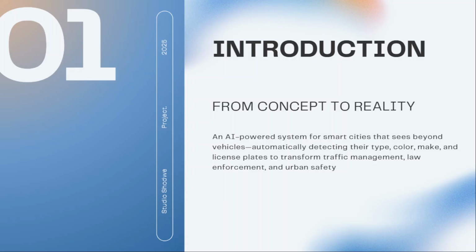In modern smart cities, identifying vehicles such as type, color, make, and license plate plays a vital role in traffic management, law enforcement, and road safety. This project focuses on automating that process using deep learning and object detection, capable of understanding an entire scene, not just detecting vehicles. Let's get more in depth on the objectives.